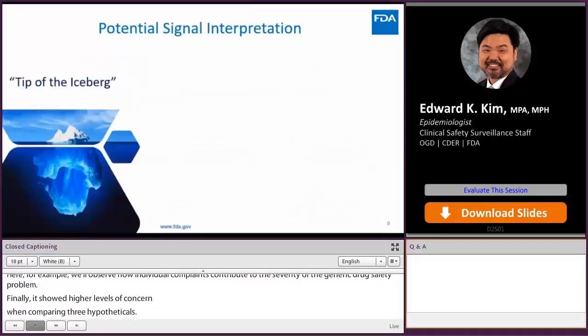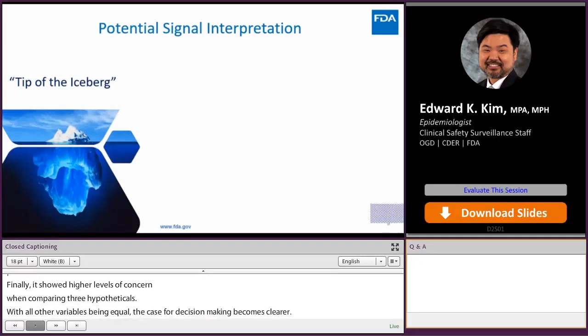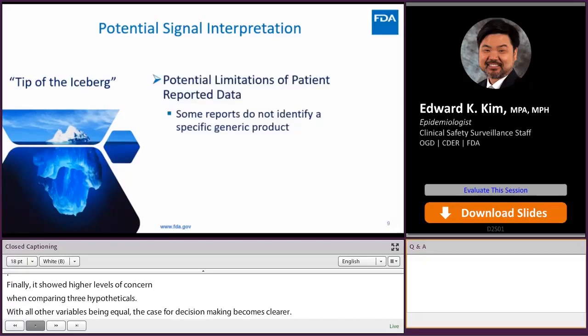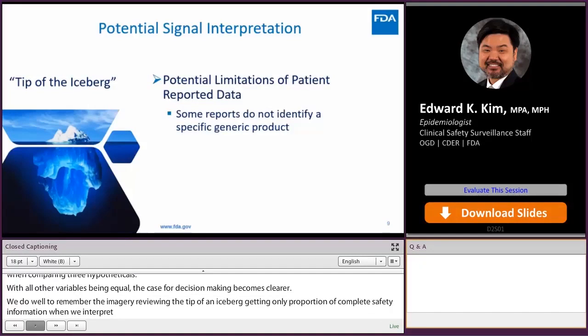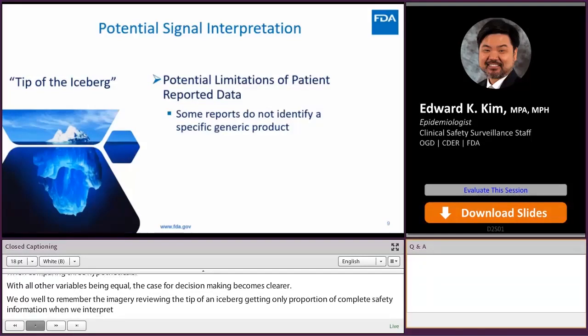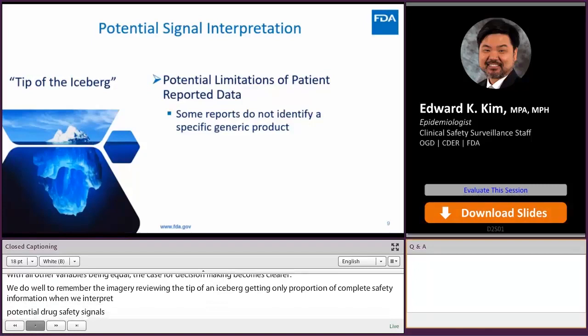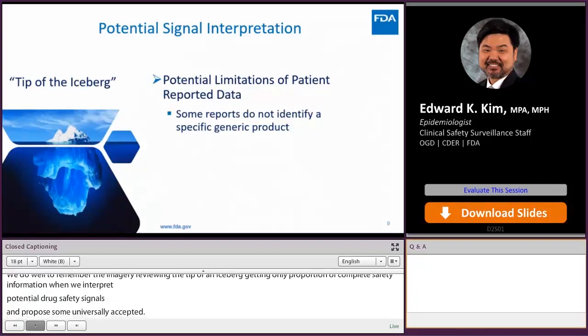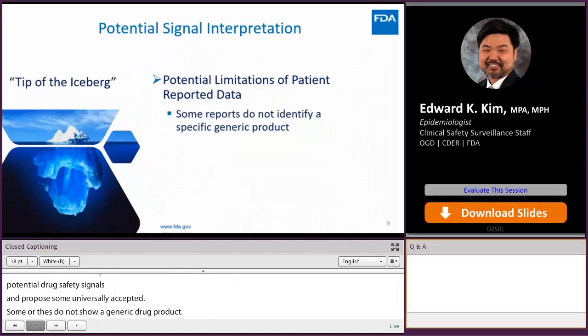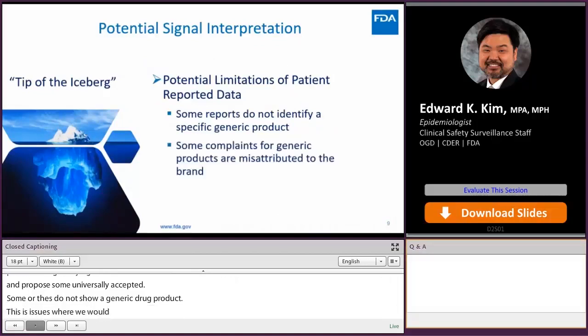We do well to remember the imagery of viewing the tip of an iceberg, that is, seeing only a portion of complete safety information when we interpret potential drug safety signals. And we can juxtapose some universally accepted potential limitations of surveillance data with the following. Namely, some reports do not identify a specific generic drug product. This can lead to issues of underreporting, where we would need relative risks to be very high to detect adverse events. Similarly, some complaints for generic products are misattributed to brand and vice versa.